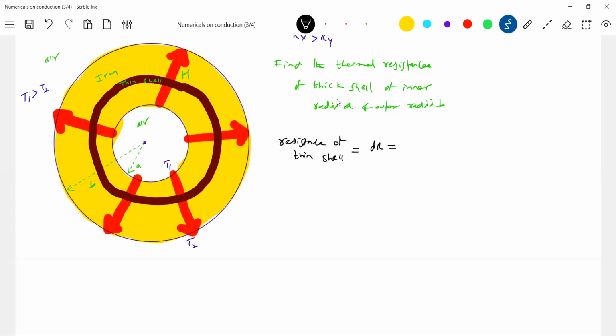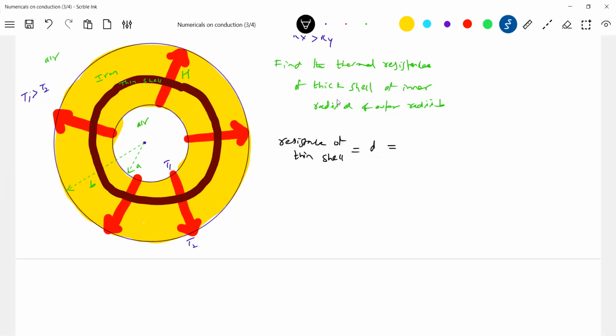First of all, why a thin shell only? Why not any other structure? Because the elemental structure should be assumed in such a way that its surface area is normal to the heat current. The thermal power is flowing normally. The heat current is flowing radially outward. So the elemental structure's surface area should be directed normal to the heat current.